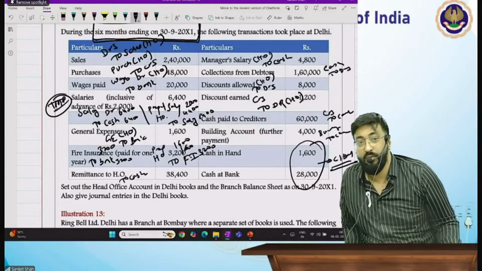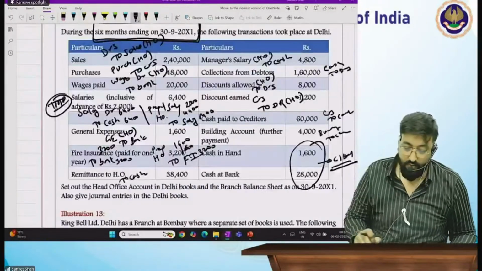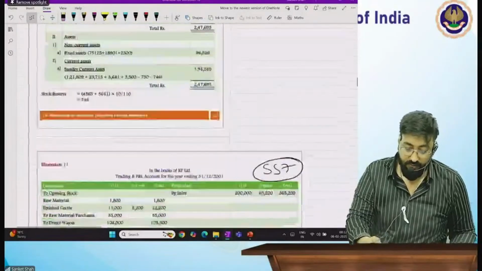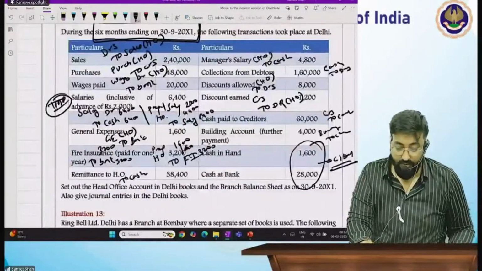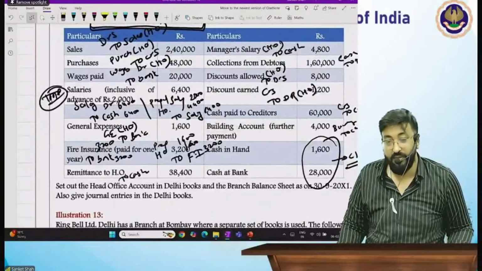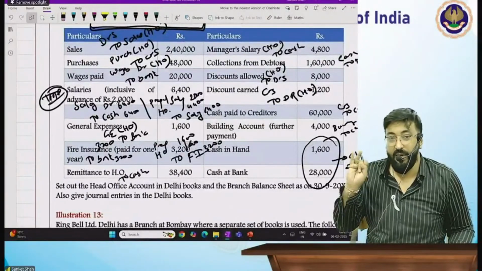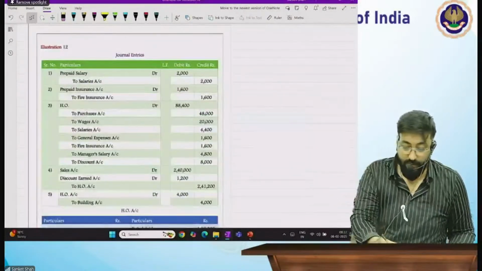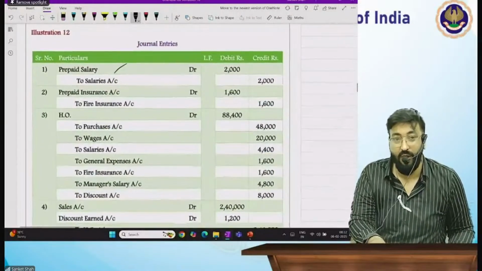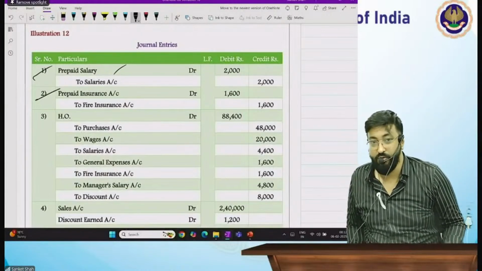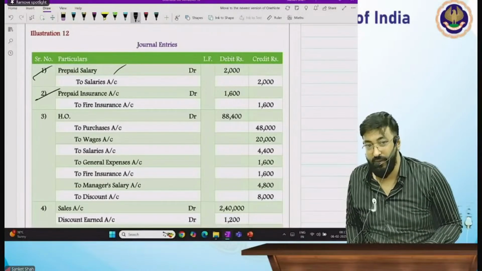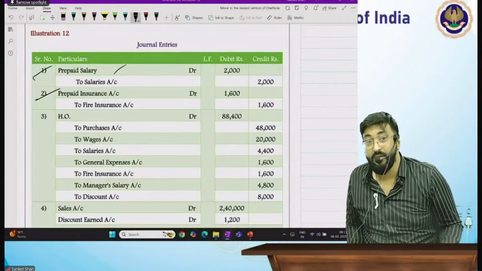Understood? See, how to solve this question is very simple. Now see, how many adjustment entries did you pass? One for prepaid salary and one for fire insurance. So prepaid salary account debit to salary 2,000, and prepaid insurance to fire insurance. So while writing journal entries, you will write it in this way. Are you getting this?